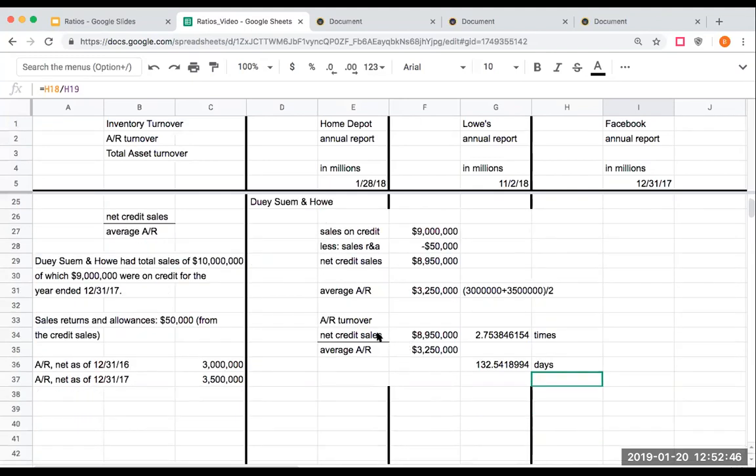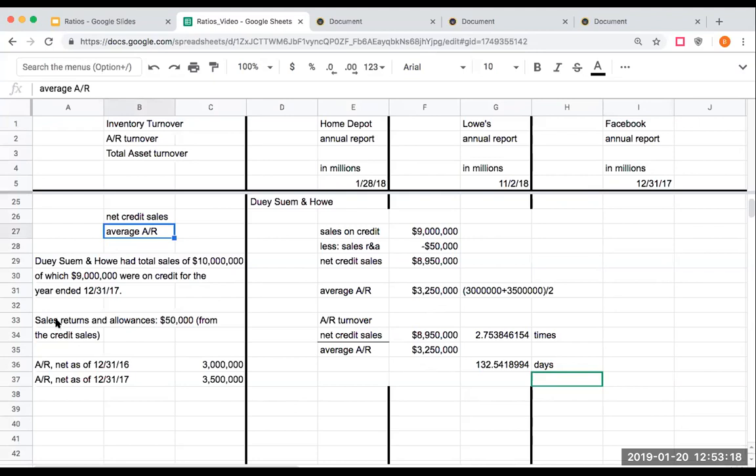And this is my favorite law firm called Dewey, Suom and Howe. Dewey, Suom and Howe. I love that name. So right here, or Chase Ambulance, you know, take your pick. Dewey, Suom and Howe had total sales of $10 million, of which $9 million were on credit for the year ended December 31st, 2017. Remember, we're going to do an accounts receivable turnover ratio here for Dewey, Suom and Howe. So I've got net credit sales divided by my average accounts receivable.